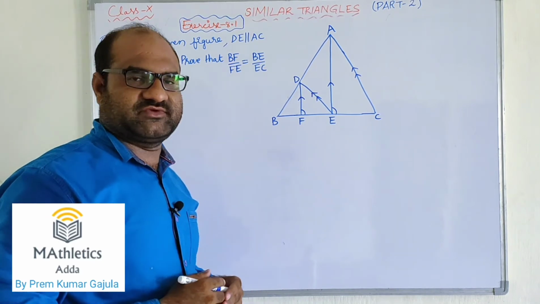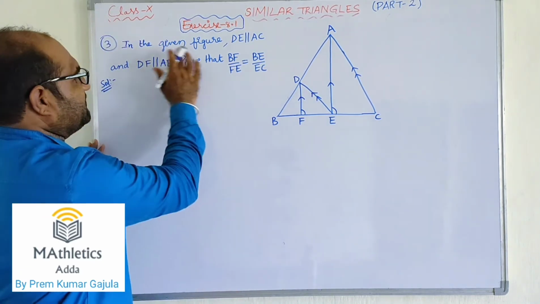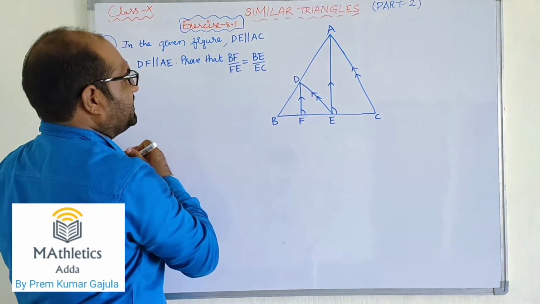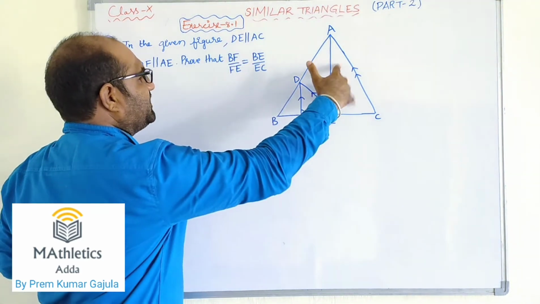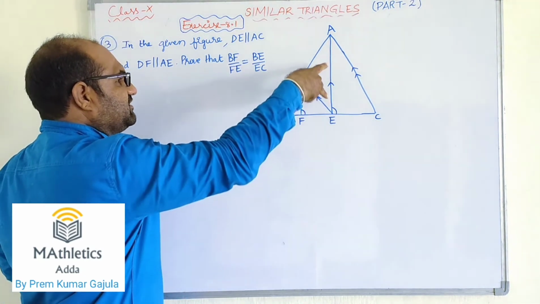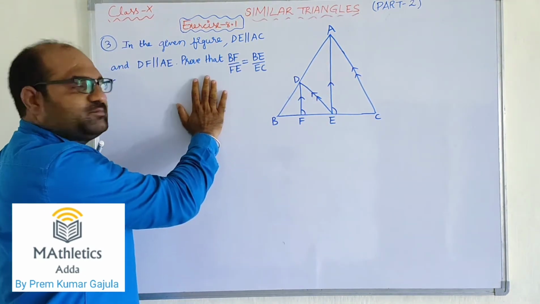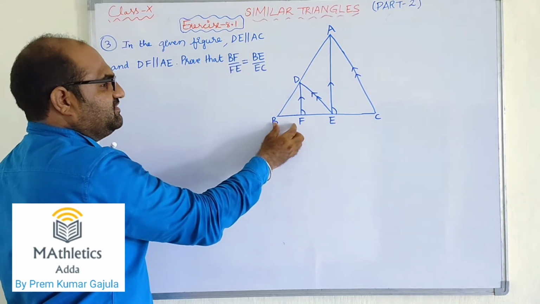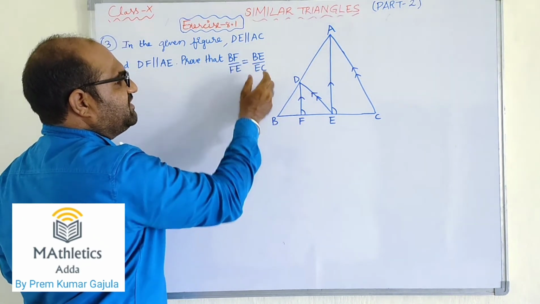Now let us look at the next question. Question number 3: in the given figure, DE is parallel to AC and DF is parallel to AE. So we have to prove that BF by FE is equal to BE by EC.